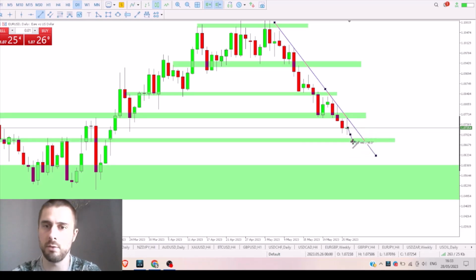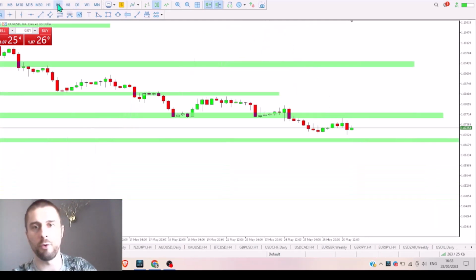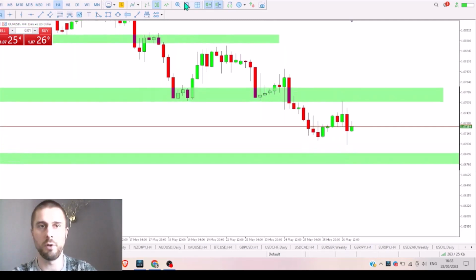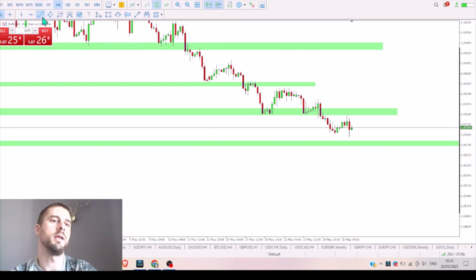So this is the next zone. We should test it, maybe go a little bit further down, and that's it for the euro. Before that, I'm not ready to take any bullish trades, but if somehow we start breaking up the previous resistances, we can expect price to shift from bearish to bullish.